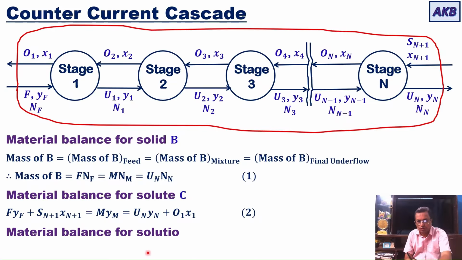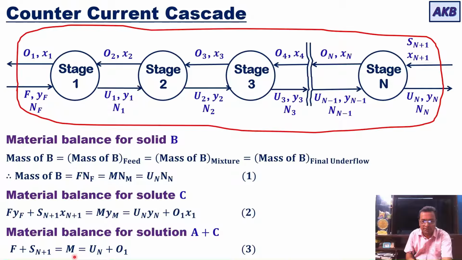Material balance for the solution, that is solution A plus C. It will be written as F plus Sn plus 1 is equal to M, that is equal to Un plus O. That is, A plus C in the feed plus A plus C in the solvent is equal to A plus C in the mixture, that is equal to A plus C in the underflow plus A plus C in the overflow. Simple material balance for the solution A plus C, and I am calling it equation number 3.